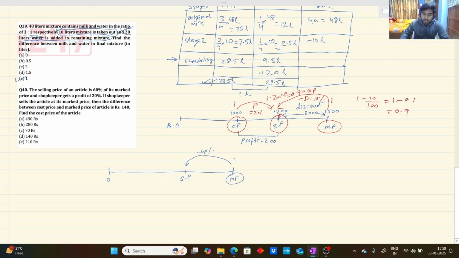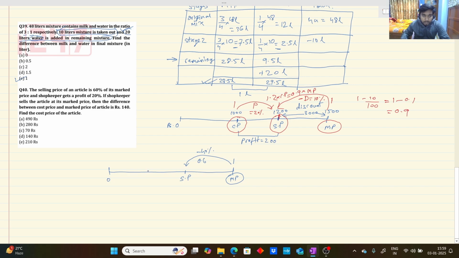That means if marked price is 1, minus 40%, 40% is 0.4. So 1 minus 0.4 is 0.6, is my selling price. So if my marked price is 1, selling price is 0.6. And if the shopkeeper sells the article at its marked price, then the shopkeeper gets a profit of 20% again.